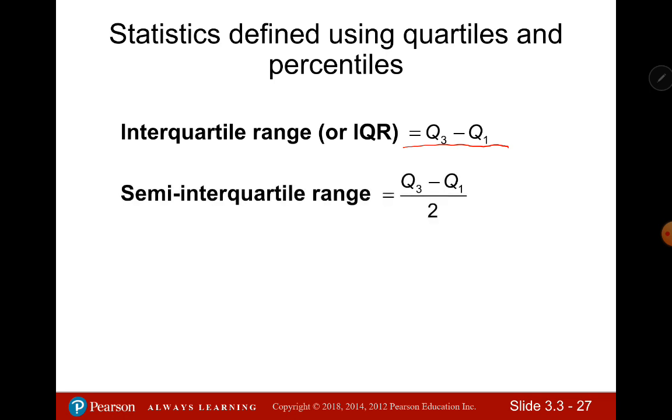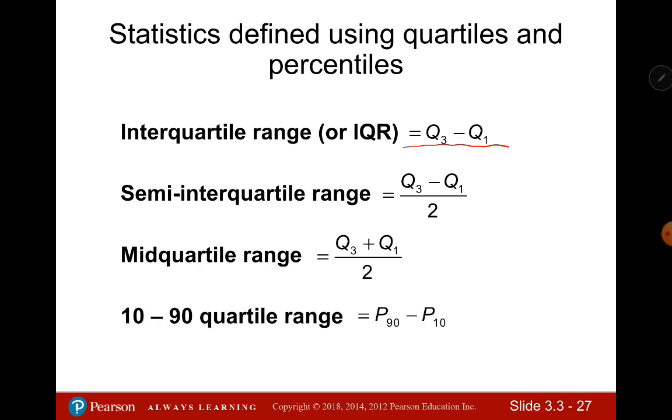Of course, there's another called semi-interquartile range. These two are not so important. We only need to know the name. All of these things are not very important. They're just some names, and these will not be in our test or exam.